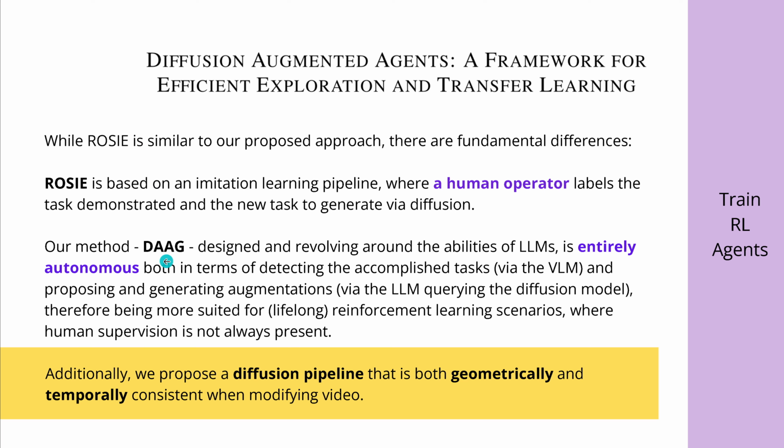And now with the new DAAG, entirely autonomous, both in terms of detecting the accomplished task via the vision language model, and proposing and generating augmented data, augmented video streams via the LLM, querying the diffusion model. The LLM tells our diffusion model, hey buddy, I need you to build a new video sequence for me with a red cube instead of a blue cube or whatever. A car instead of an aeroplane, you can imagine.